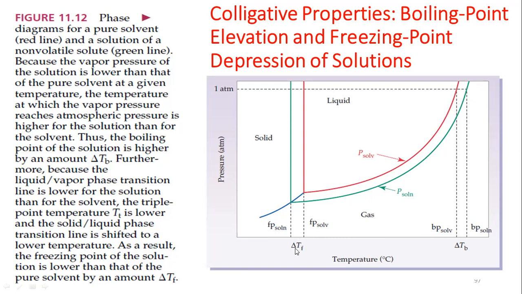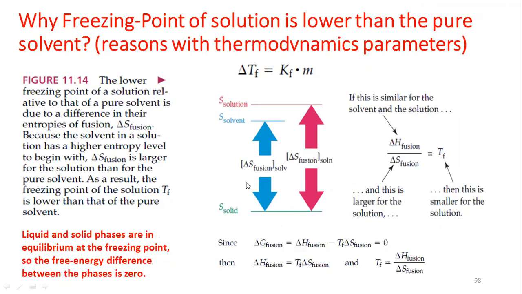And this is represented by delta T_f. F is the freezing point, and delta T is just the difference in temperature. Here the difference is the freezing point difference, or the freezing temperature, between the solvent and the solution. In the next slide, I will explain this graph in detail. So coming to the main learning point in this colligative property, which is the freezing point depression, the freezing point of the solution is lower as compared to the pure solvent.